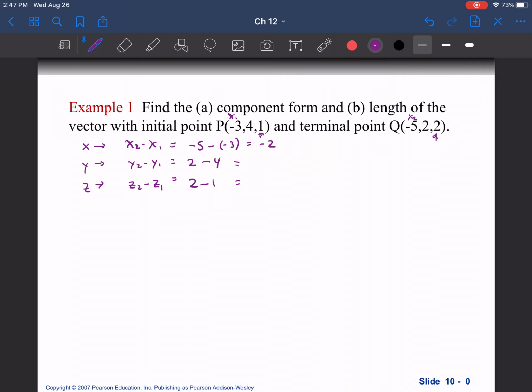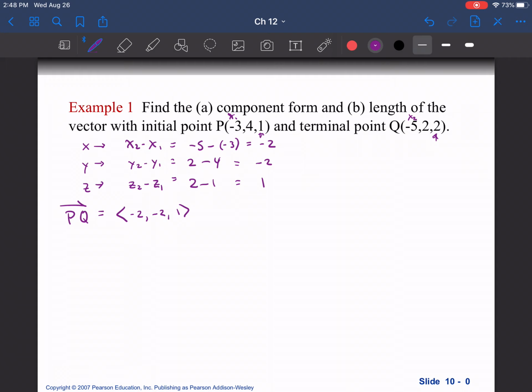And so we have 2 minus 4, that's a negative 2, and 2 minus 1, that's a 1, which means our component form is negative 2, 1. That's our vector PQ in component form, just like that.